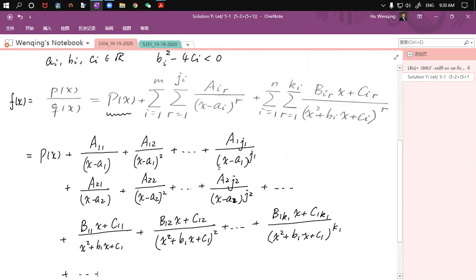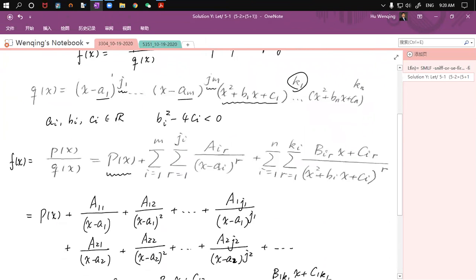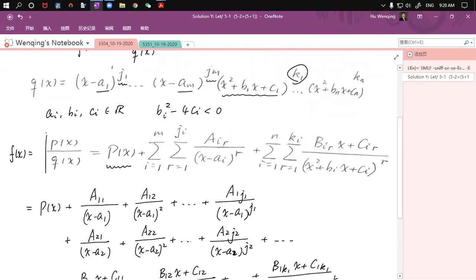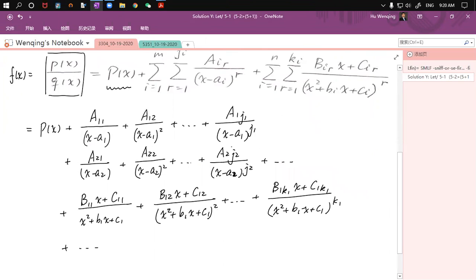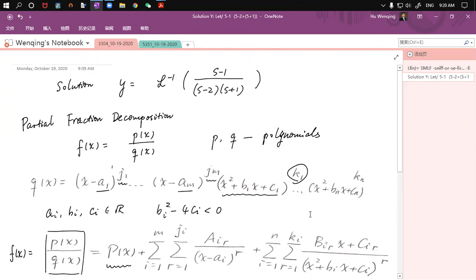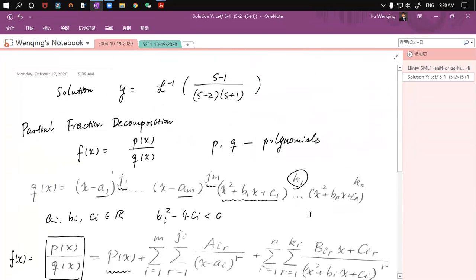So this is what we call the partial fraction decomposition. It means that the polynomial p of x divided by q of x, this ratio, can be written into something like this. But how are you going to determine the A, B, C constants? Well, you can just use undetermined coefficients to find these constants. So this looks very complicated.